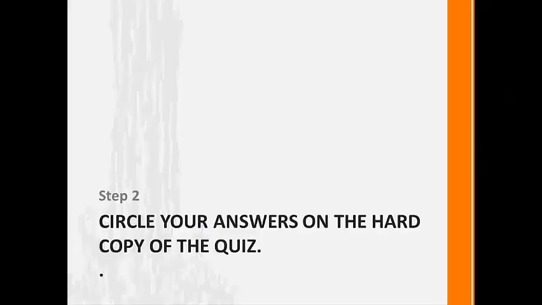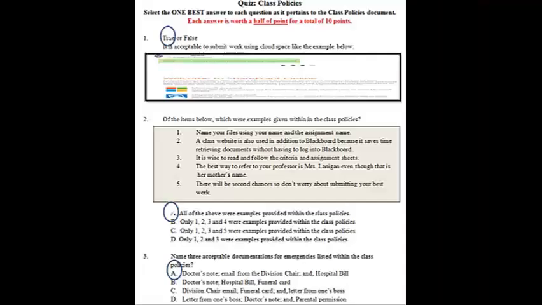In step 2, you're going to circle your answers on the hard copy of the quiz. So in this case, you can see that I went ahead and circled all the A answers just to use as an example. You want to go through the entire quiz or test, whatever you're taking, and circle all the answers that you feel are correct. Once you are done circling the entire test on the hard copy, then you'll be ready to load your answers into Blackboard.